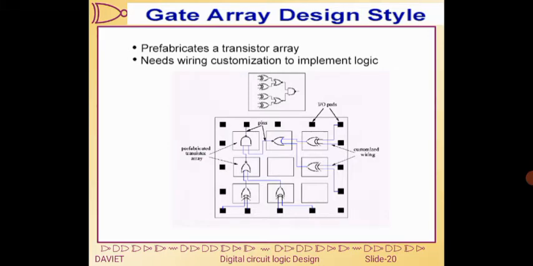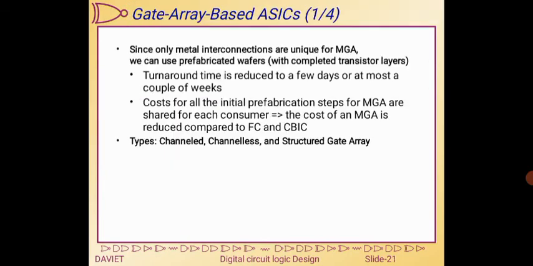So first we are using two NOR gates. You have to see in the second diagram. First one, the prefabricated transistor array. You have to see each block has the prefabricated transistor array. There are a lot of pins, and some IO pads. There is customized wiring. You have to see in the diagram, there is a lot of customized wiring. So needing wiring customization to implement the logic is called the gate array design style.